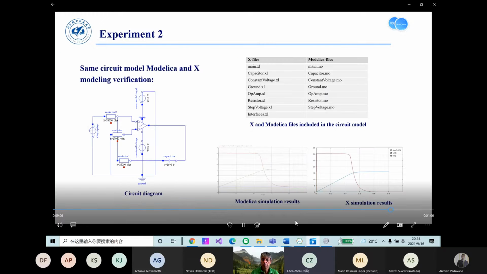And then we built the same circuit module with Modelica, and converted it into X language code through the converter. As the same simulation results were obtained, this verifies the effectiveness of the conversion.